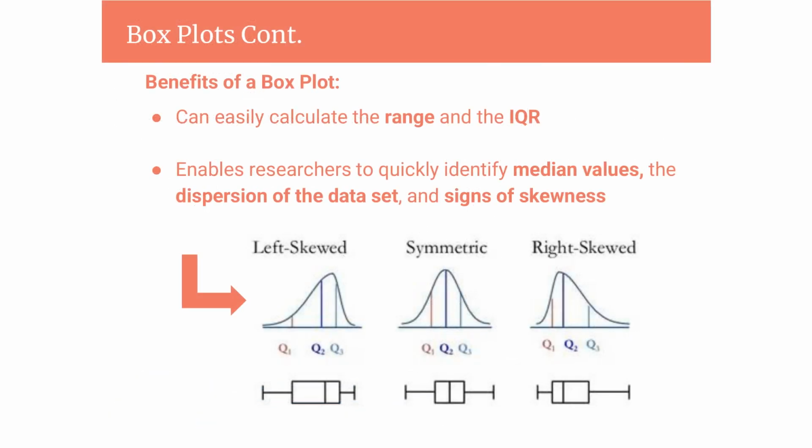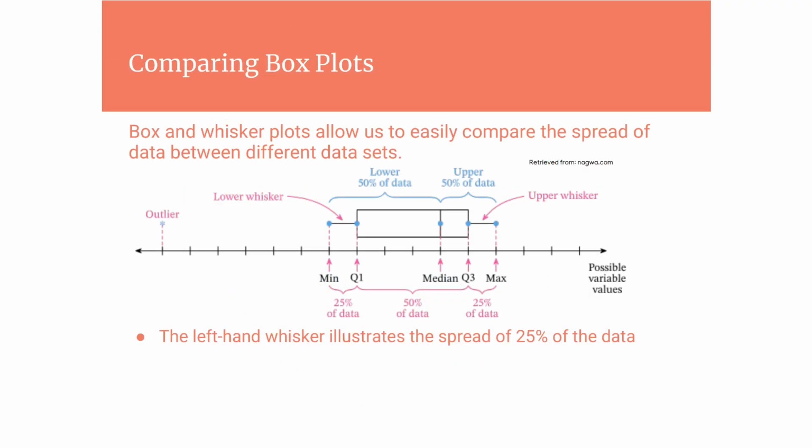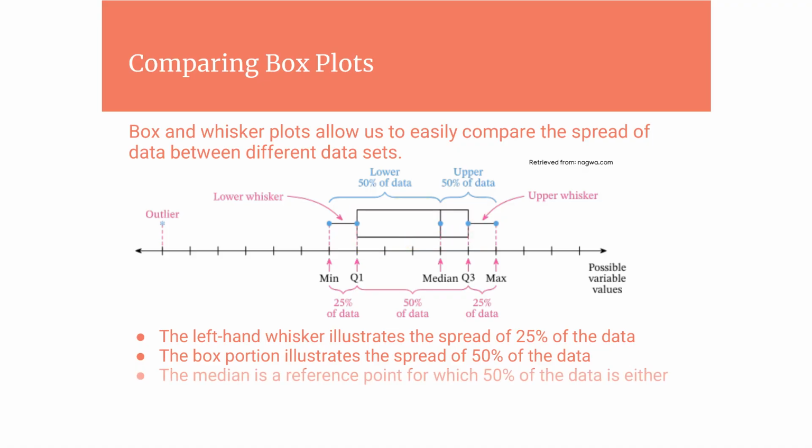Remember, the benefits of a box plot are that we can easily calculate the range and the interquartile range. It enables researchers to quickly identify median values, the dispersion of the data, and any signs of skewness. The left-hand whisker, that's the piece over here, illustrates the spread of the first 25% of the data. The box portion, so the box here, is illustrating the spread of 50% of the data. So half of the data falls in the range from Q1 to Q3. The median is a reference point for which 50% of the data is either less than or greater than.